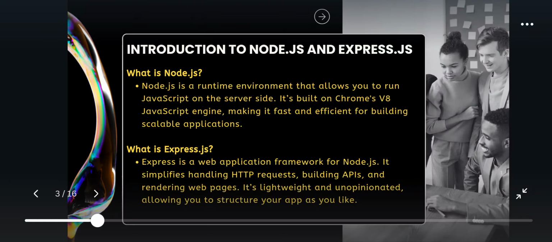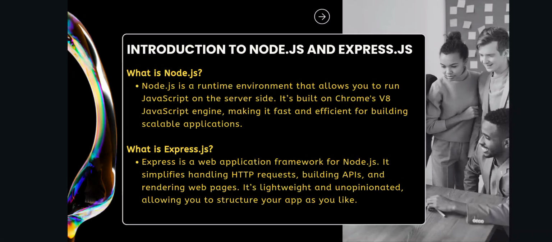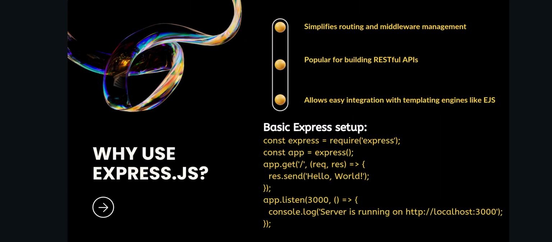So what is Express.js? Express is a web application framework for Node.js. It simplifies handling HTTP requests, building APIs and rendering web pages. It is lightweight and unopinionated, allowing you to structure your app as you like. So why do we need to use express.js? It has simplified routing and middleware management. Second, it is popular for building RESTful APIs, and third, it allows easy integration with templating engines like EJS.